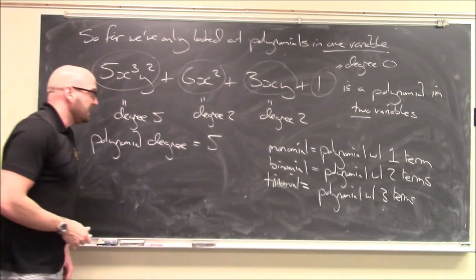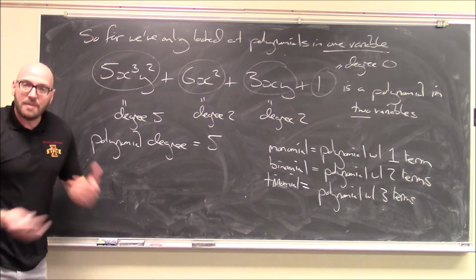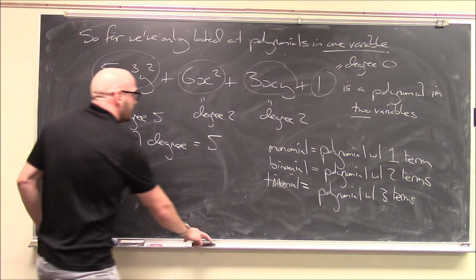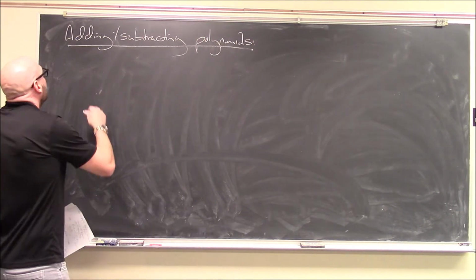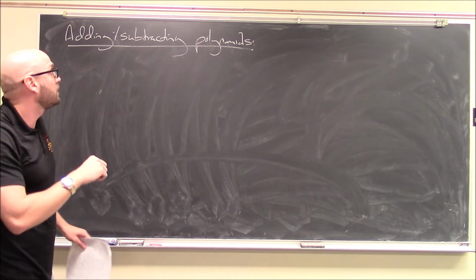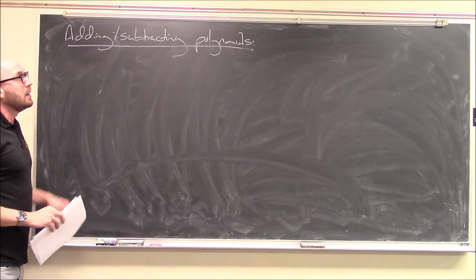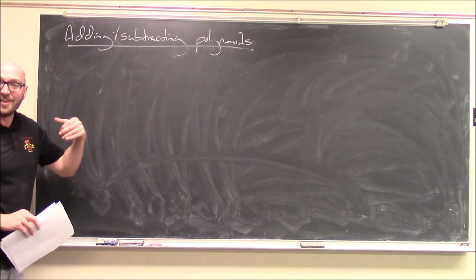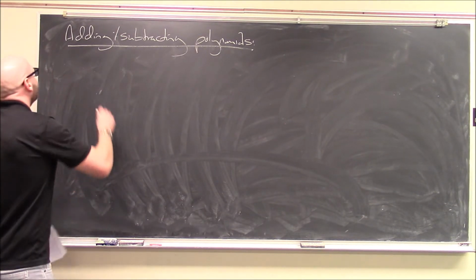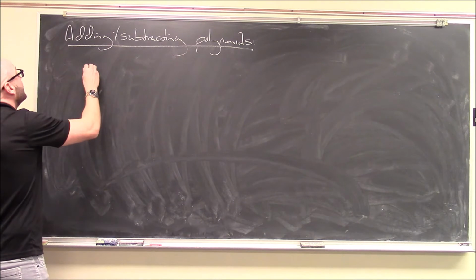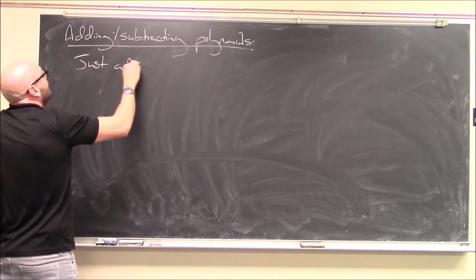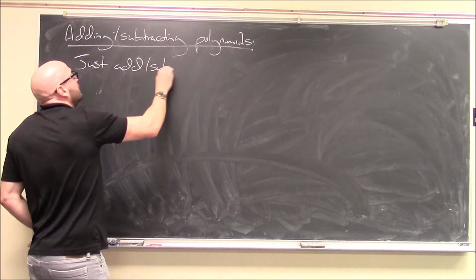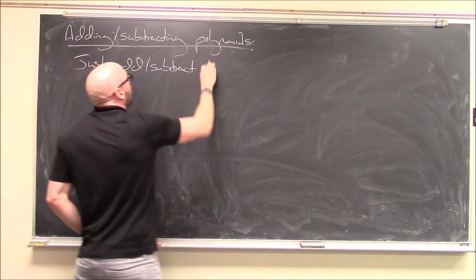Okay, so last but not least, all we have to do now is talk about how do we add polynomials together, how do we multiply them together. Okay, so we want to add or subtract polynomials, and I won't go too into detail as to how this works because I know you've done this before. So how do you add and subtract polynomials? Well, you just add and subtract like terms.